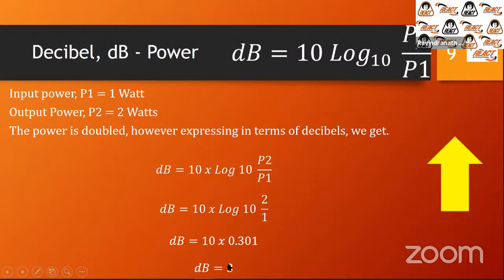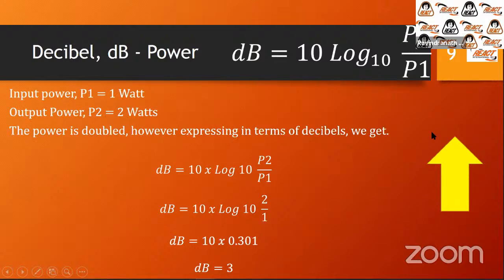An interesting point to note: if this were 100 watts in and 200 watts out, guess what? The answer would have been the same, 3 dB, because it is still the same twice times. So twice times something is always a 3 dB gain.